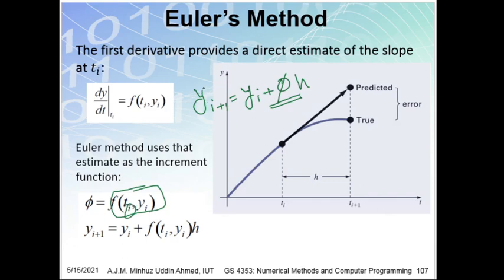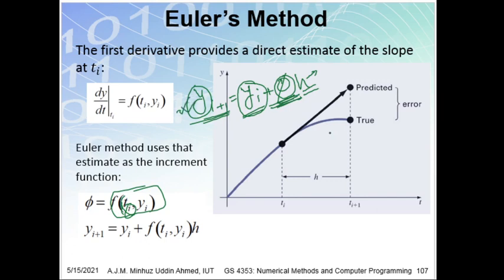To predict the y value at point y_{i+1}, at t_{i+1}, we use y_i, which is known to us, the initial value, and h is the increment, the step size, which we will use. The increment function says that to predict y_{i+1}, we will use the slope at the point t_i, y_i. That is, the slope at y_i will be used here to predict this one.